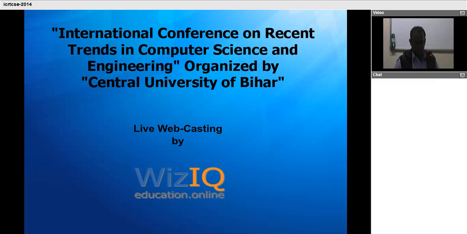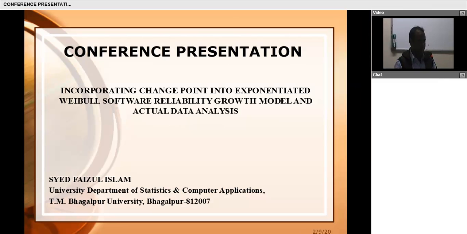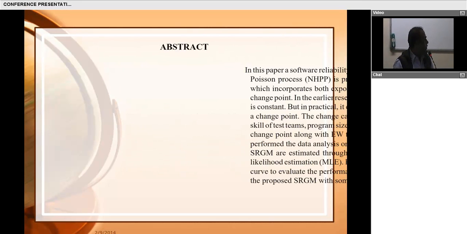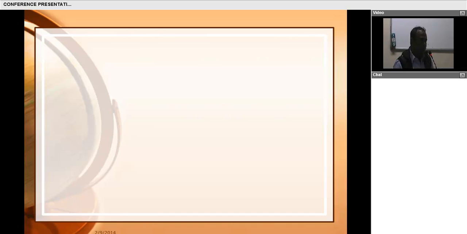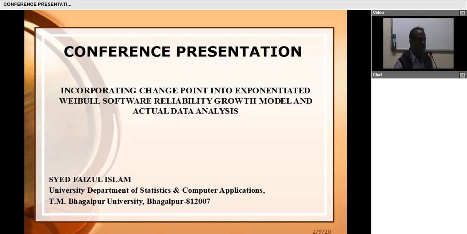Here I am going to present a very interesting software reliability based paper, Incorporating Change Point into Exponentiated Weibull Software Reliability Growth Model and Actual Data Analysis. Let me introduce what I have done in this paper. I proposed a software reliability growth model. Software reliability means failure-free operation by software during a given environment and a specified time.